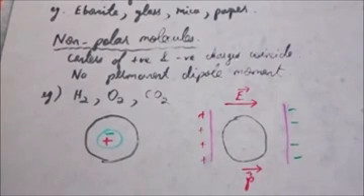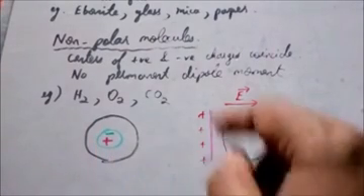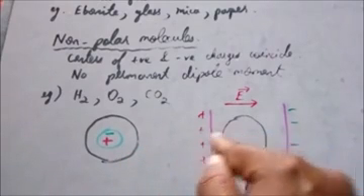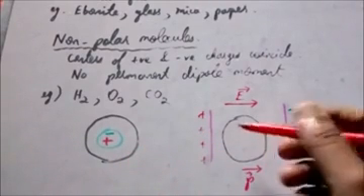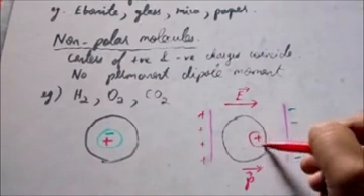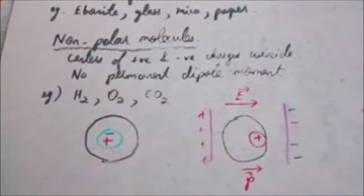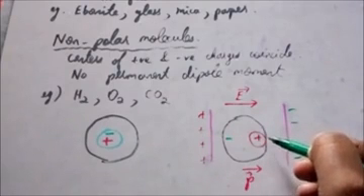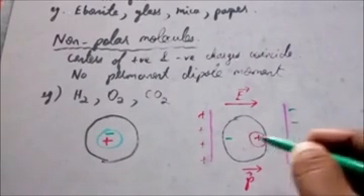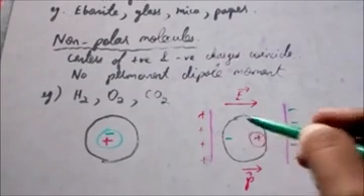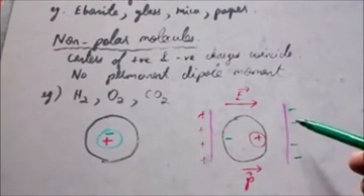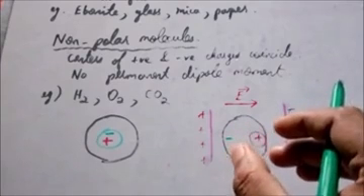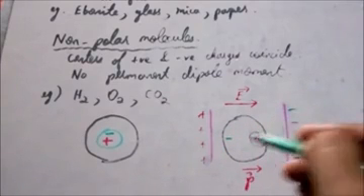Now let's see what happens. When you keep this in an electric field, the positive charge will be repelled by the positive plate, so the positive charge will go this side, and the negative charge will come towards the positive plate. So we say they are polarized by the external electric field. This is called polarization. That means we are making the molecule into positive and negative parts.